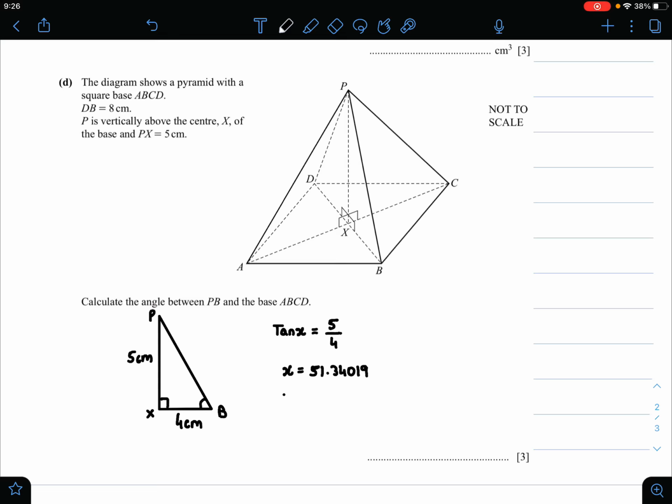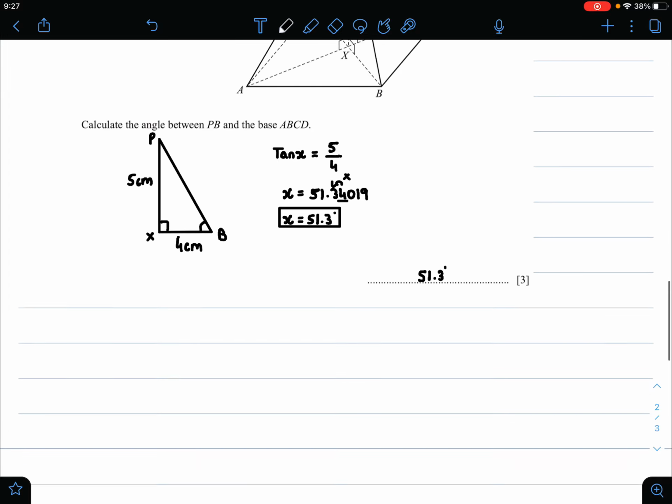Therefore you will get your final answer as 51.34019. And since you need to give your answer in 3 significant figures, your final answer would be 51.3 degrees, because the fourth significant figure in this case, which is 4, is less than or equal to 5, so it won't round off the third significant figure to the next number. Therefore 51.3 degrees will be your final answer for part D of this question.